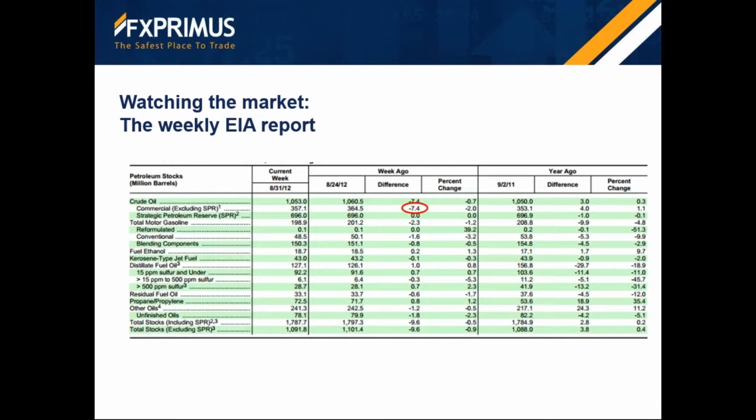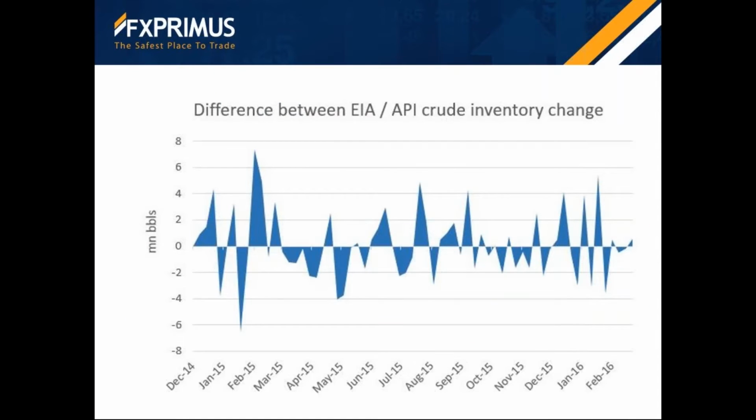Now, the API and EIA figures usually match in direction, but not necessarily in the magnitude of the change. From the beginning of 2015 until the end of March 2016, the change in inventories in the two matched, or the direction matched, 86% of the time. Looked at another way, the direction of the two differed about once every 7 weeks. Once every 7 weeks, one report would say inventories were up and the other was down. The other 6 weeks, they would at least agree on the direction.